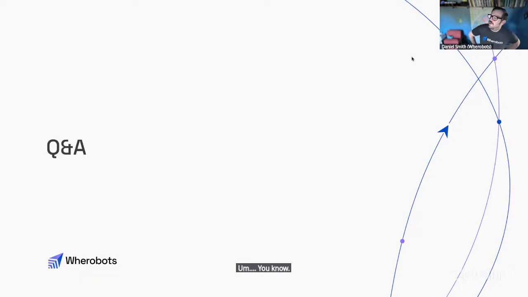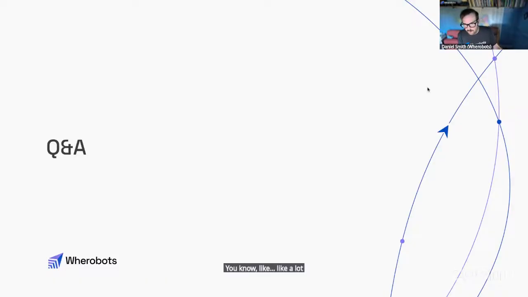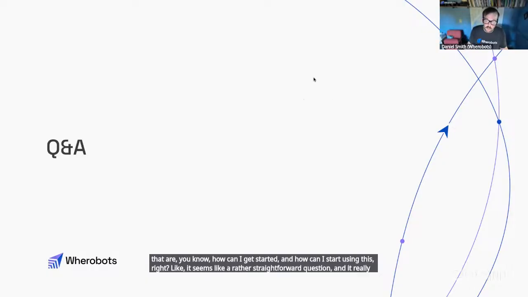I think questions about how the model behaves and what it does under the scenes. These are super advanced models that can be difficult to understand behind the scenes. But some of the tricky ones are: how can I get started, how can I start using this? It seems like a rather straightforward question, and it really is in a lot of ways.